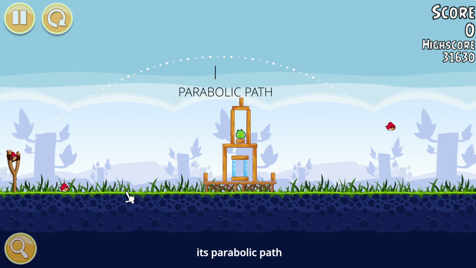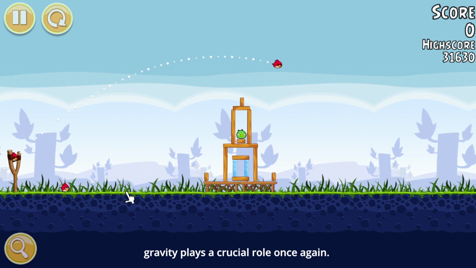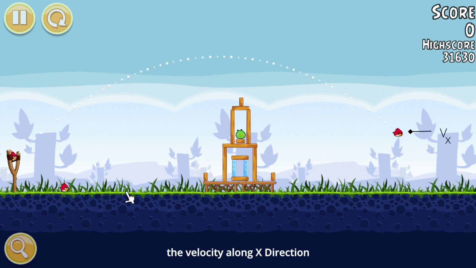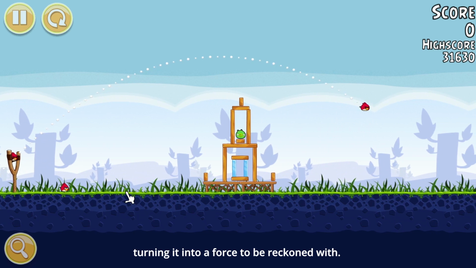The bird continues its parabolic path during its flight. The bird experiences a motion going downward while going to the right. As our Angry Bird approaches its target, gravity plays a crucial role once again. This time, the velocity along the x direction is still constant, but the velocity along the y direction is approaching the same value as the initial velocity along y, but a negative value to indicate that it is going downward, until the bird reaches the ground. The downward force increases its velocity, turning it into a force to be reckoned with. Boom! The bird hits the target, showcasing the principles of projectile motion in action.